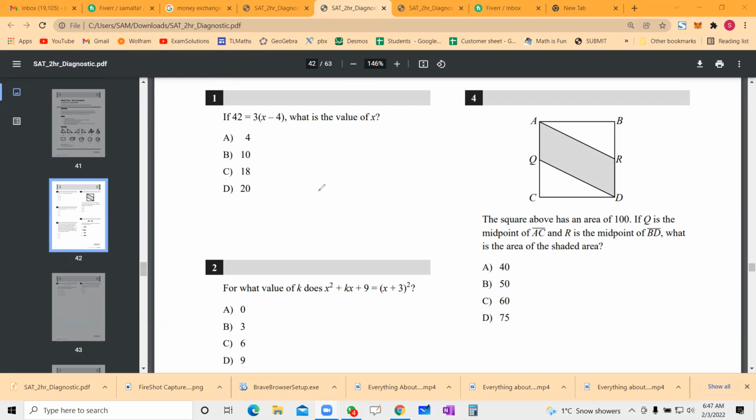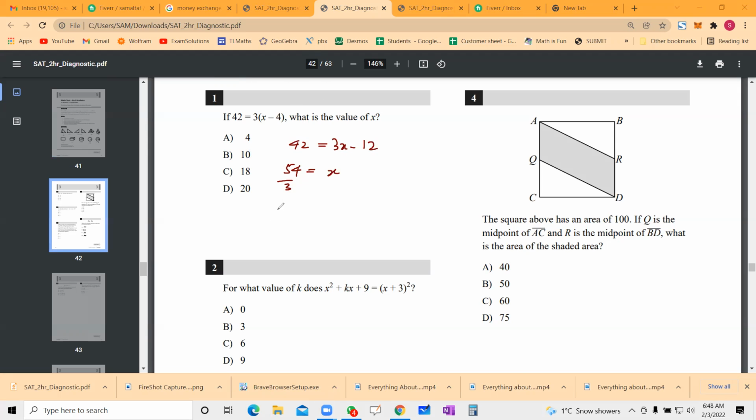What will you do here? How will you try it? What is your approach to doing it? I would say you would multiply 3 times x and then 3 times -4. So that would be 3x minus 12. And then you would add the 12 from that one side to the 42. And then you would divide the 54 by 3. Okay. Yeah, that's right. 54 divided by 3 is how much?